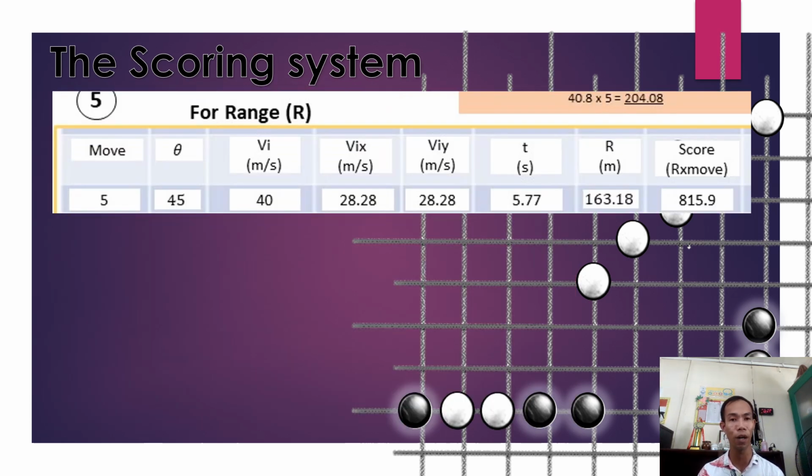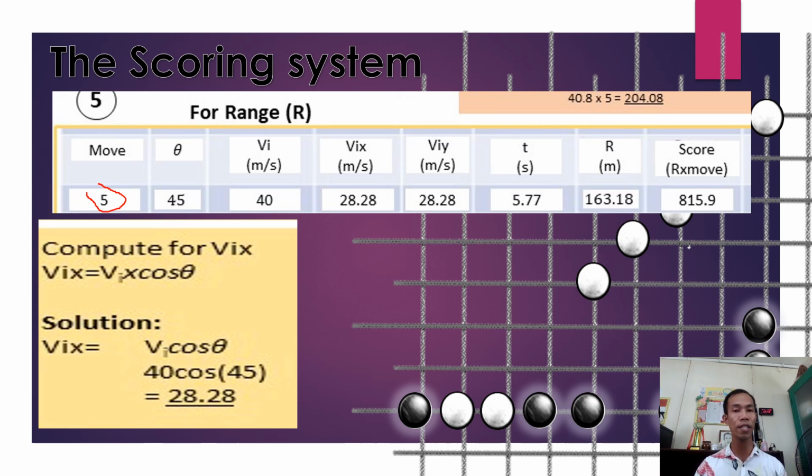You have another column here. You have the move, the number chip here, and you have the angle of release and the initial velocity as the given value. Then you are going to compute for the V sub Ix, V sub Iy. Then after computing the V sub Ix and V sub Iy, you can compute for the time, range, and the score. So first, compute for the V sub Ix, this column.